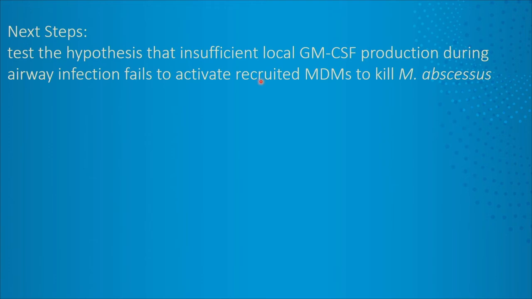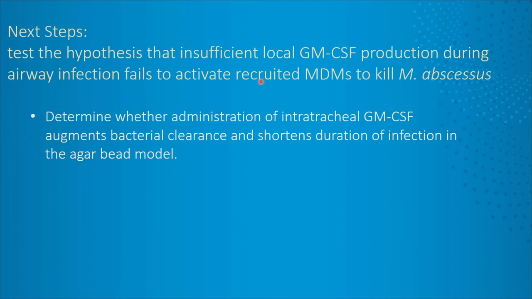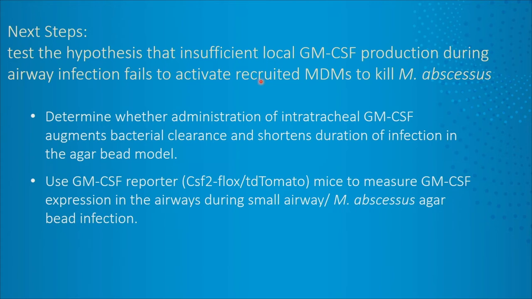So the next step with this model is to test the hypothesis that insufficient local GM-CSF production during airway infection fails to activate recruited monocyte-derived macrophages to kill M. abscessus. So we're going to figure out if we can just drop GM-CSF down the airway the same way they did in that European Respiratory Journal paper with people with CF, and see if that can enhance the activity of the recruited cells to kill the bacteria in the airway. We also have the GM-CSF reporter mouse, which we can use to measure GM-CSF expression in the small airways during the small bead infection.